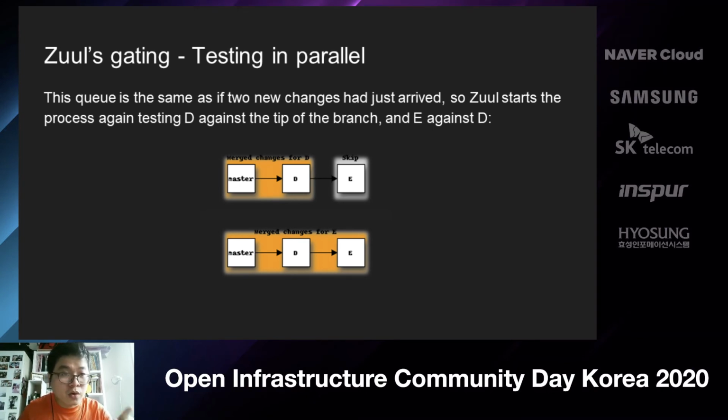Next, it will do the same again. So it will start the process again, testing D again at the tip of the branch, and E again after D is executed. So the developer working on C has to go back and fix the error before it can be merged into the master. So pretty cool, huh? So many changes can be tested in parallel, without having to wait like in Jenkins.